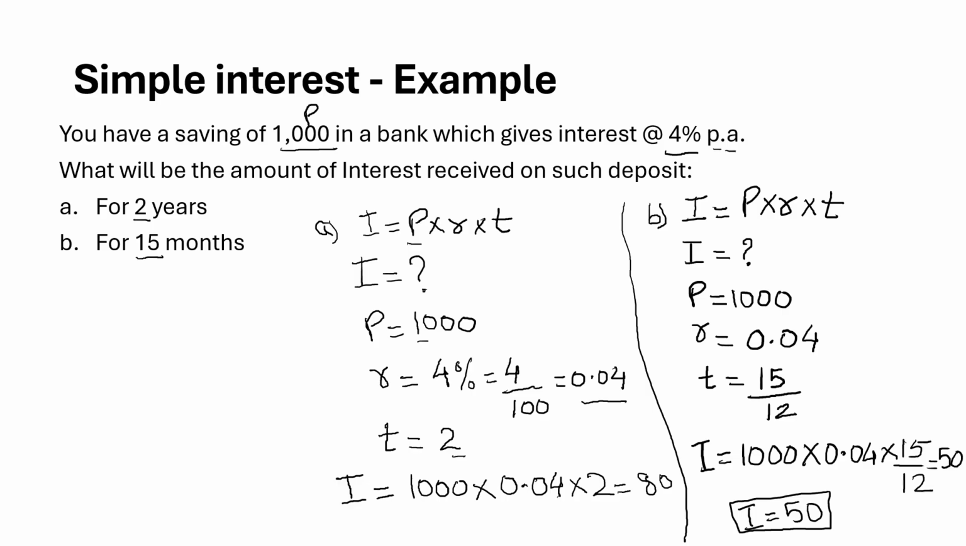Just remember the steps. First, we will read the question the first time for understanding. Second time, we will start reading for solution. Then we will write the formula for simple interest. I is equal to P multiplied by R multiplied by T. Then we will substitute the numbers. I is what we need to find out. P is 1000. R is 4%, which is 0.04, and T is 2. So the answer for A is 80. Answer for B is 50. Is that clear? We will take one more question.